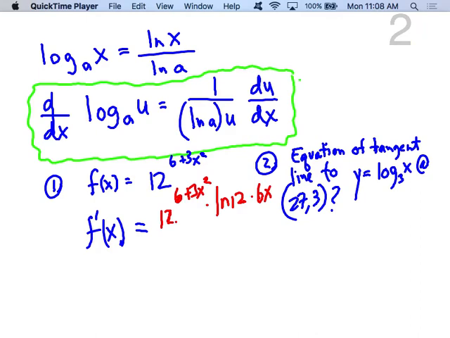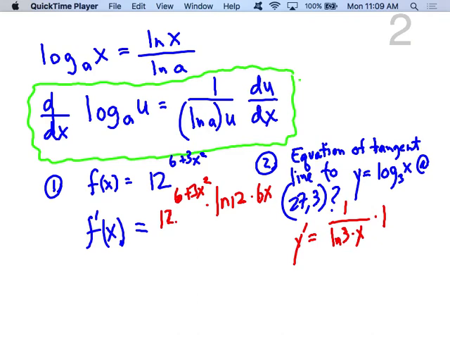All right, how about this guy? What's y prime? No, that's a change of base. We want the derivative. What's a? 3. What's u? x. Okay, plug and chug. 1 over the natural log of 3 times x, times du dx, which is just 1.